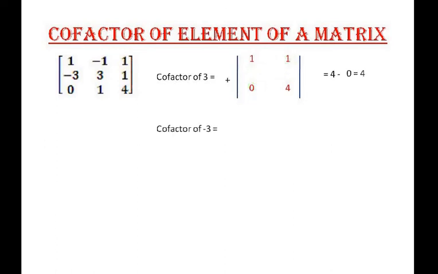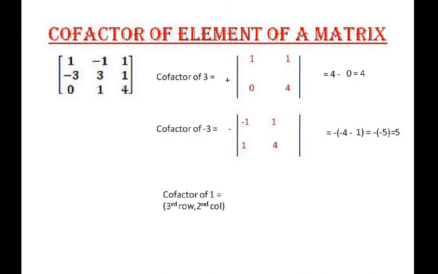Next, cofactor of minus 3, it is located at second row, first column. Second row, first column, total is 3. It is an odd number, so you get the negative of its minor. Next, cofactor of 1, which is located at third row, second column. Its total is 5, so it is also an odd number, so you get the negative of the minor. I hope you all understand the cofactor of a matrix.